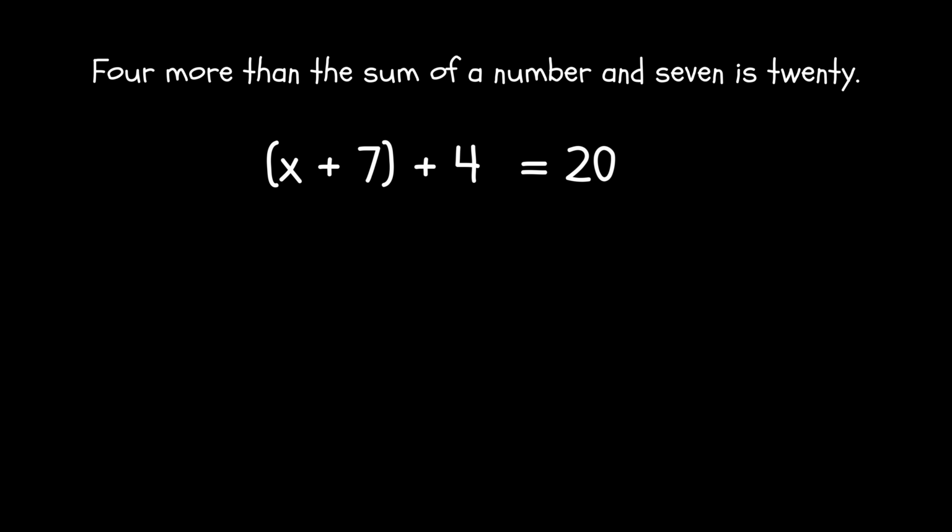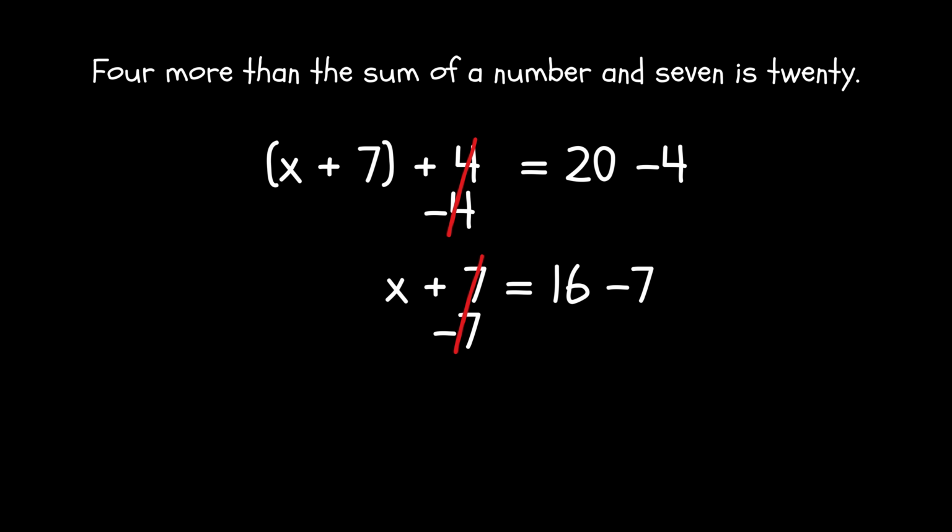So the first thing we need to do is subtract 4 on both sides. We will have now x plus 7 equals 16. Let's subtract 7 on both sides. x equals 9. Now you can pause the video and try the next problem by yourself.